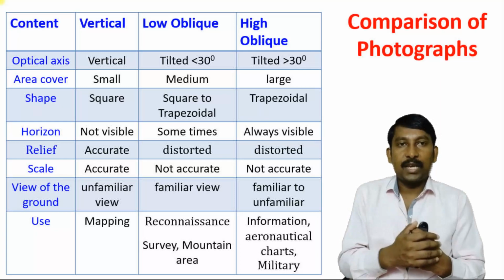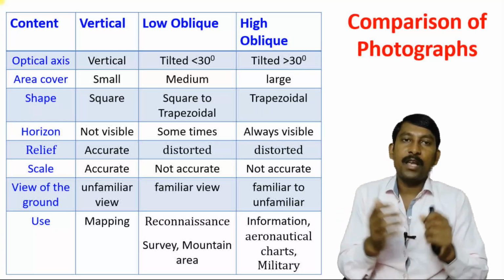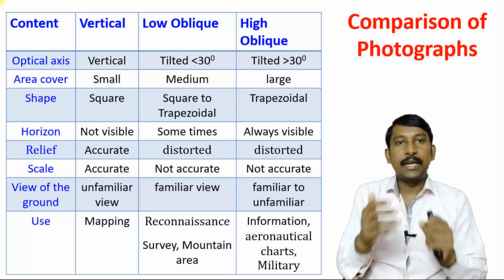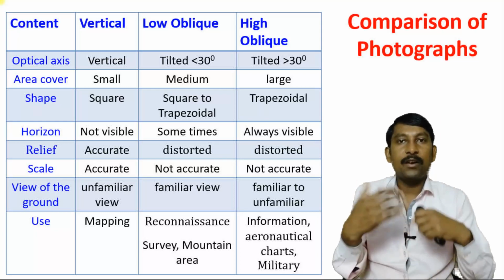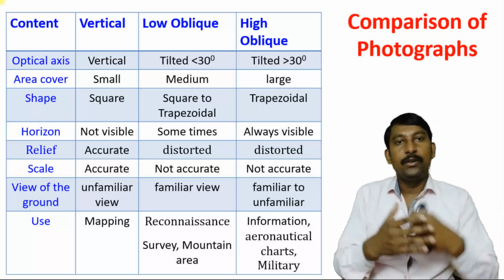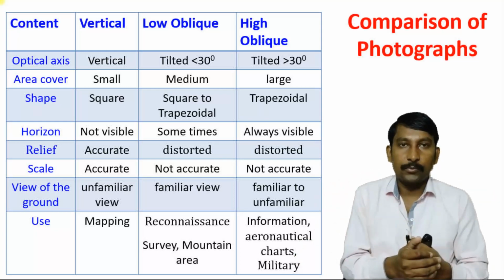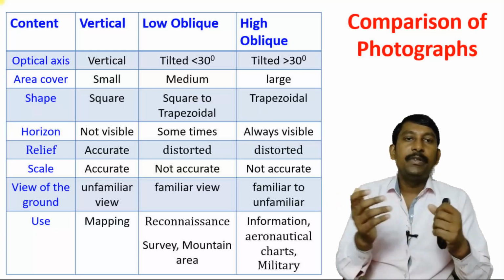Next thing is the scale. Scale of vertical photographs is always accurate. Scale of low oblique photographs is not accurate. Similarly, high oblique photographs also. Next is the visibility of the ground.